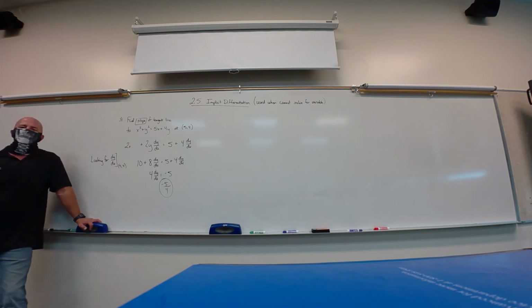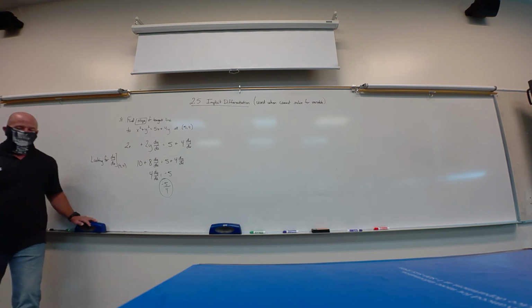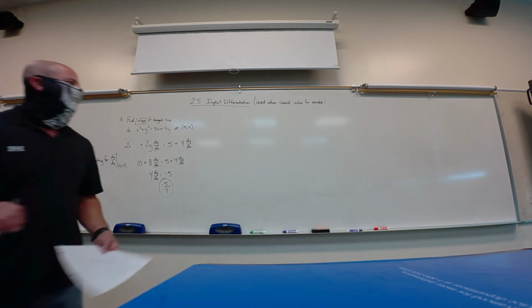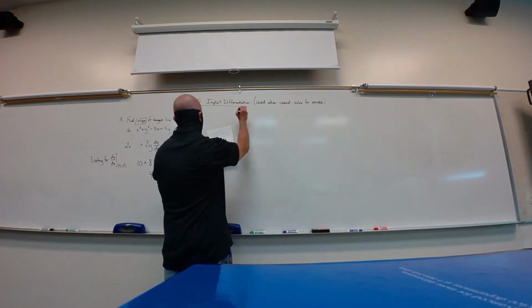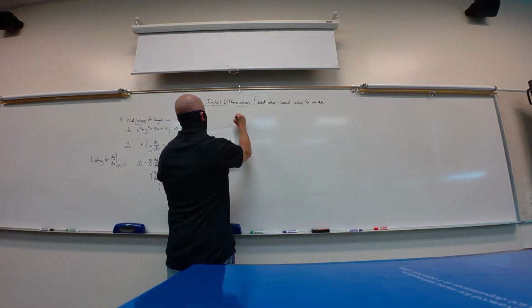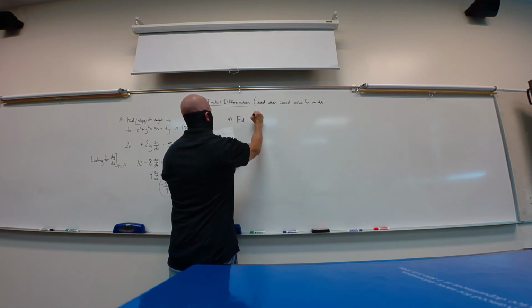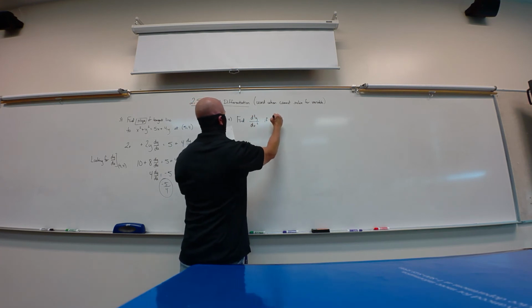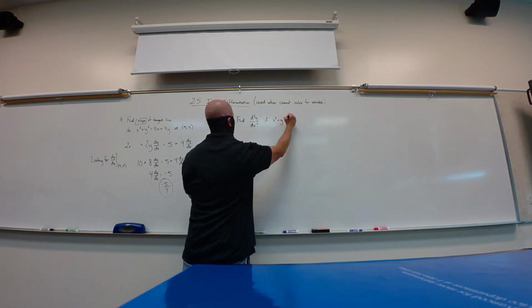What if I said find the second derivative? What would you have to do first? Find the first. And the first derivative. Okay. So let's do this. I'm going to say find d2y over dx2 if x squared plus y squared equals 10.